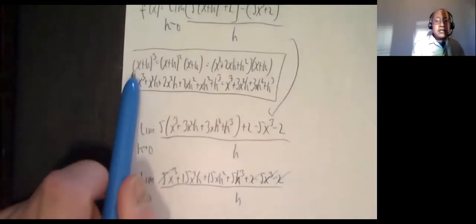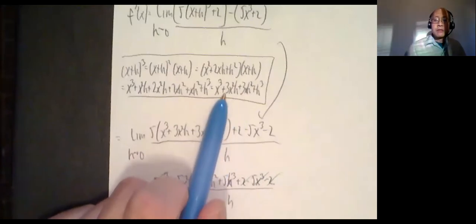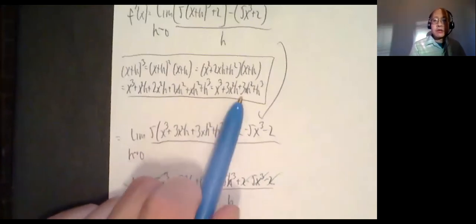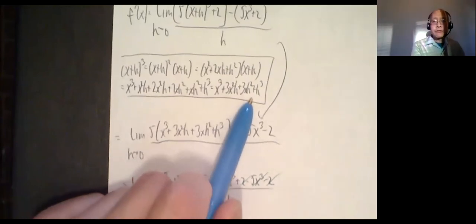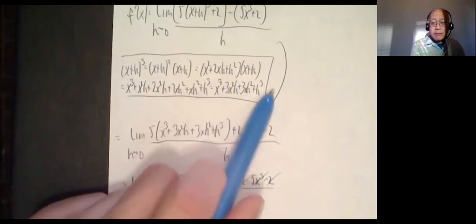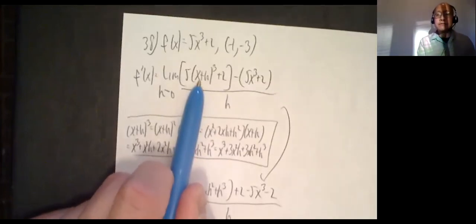Okay, so this mess, x plus h cubed, is all of this: x cubed plus 3x squared h plus 3xh squared plus h cubed. So I'm going to take all of that mess right there and replace it in there. Okay.